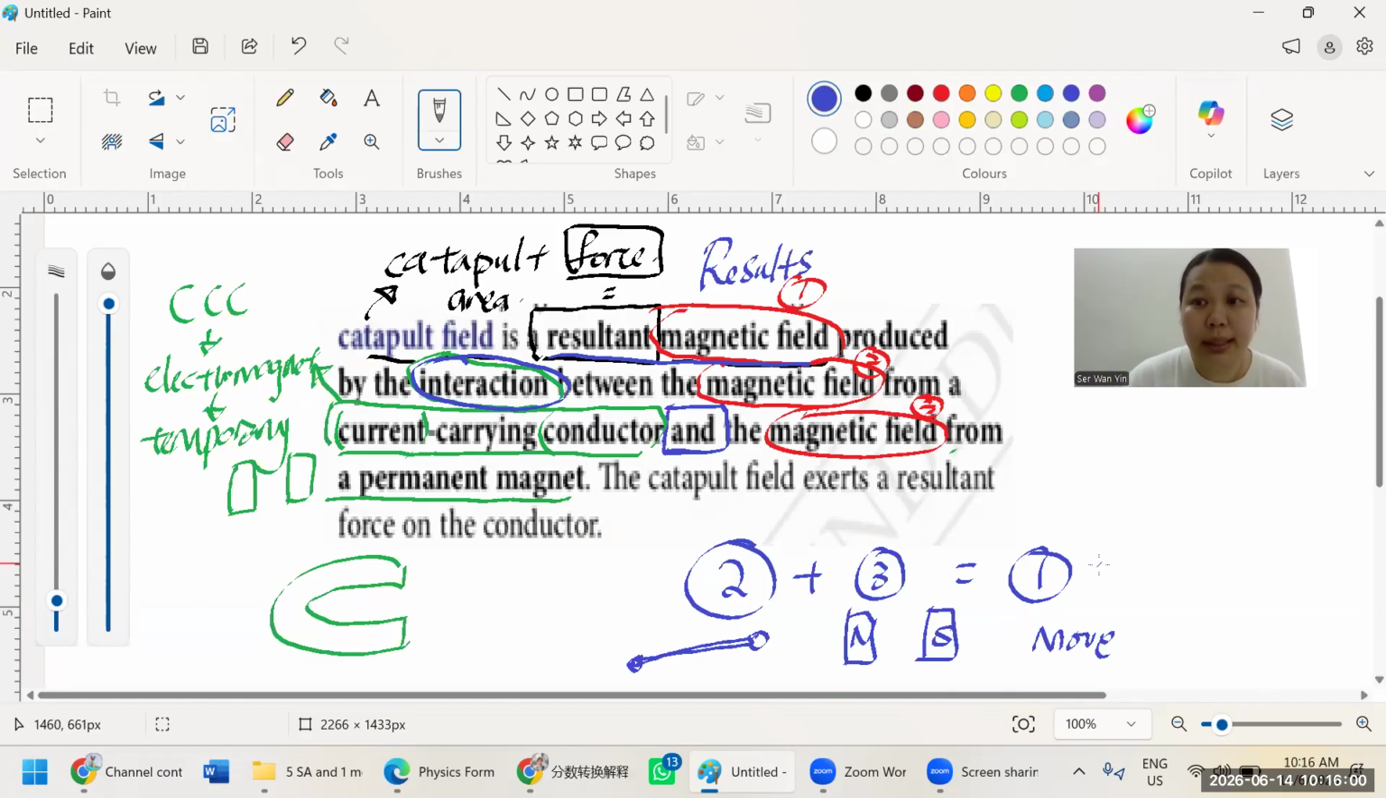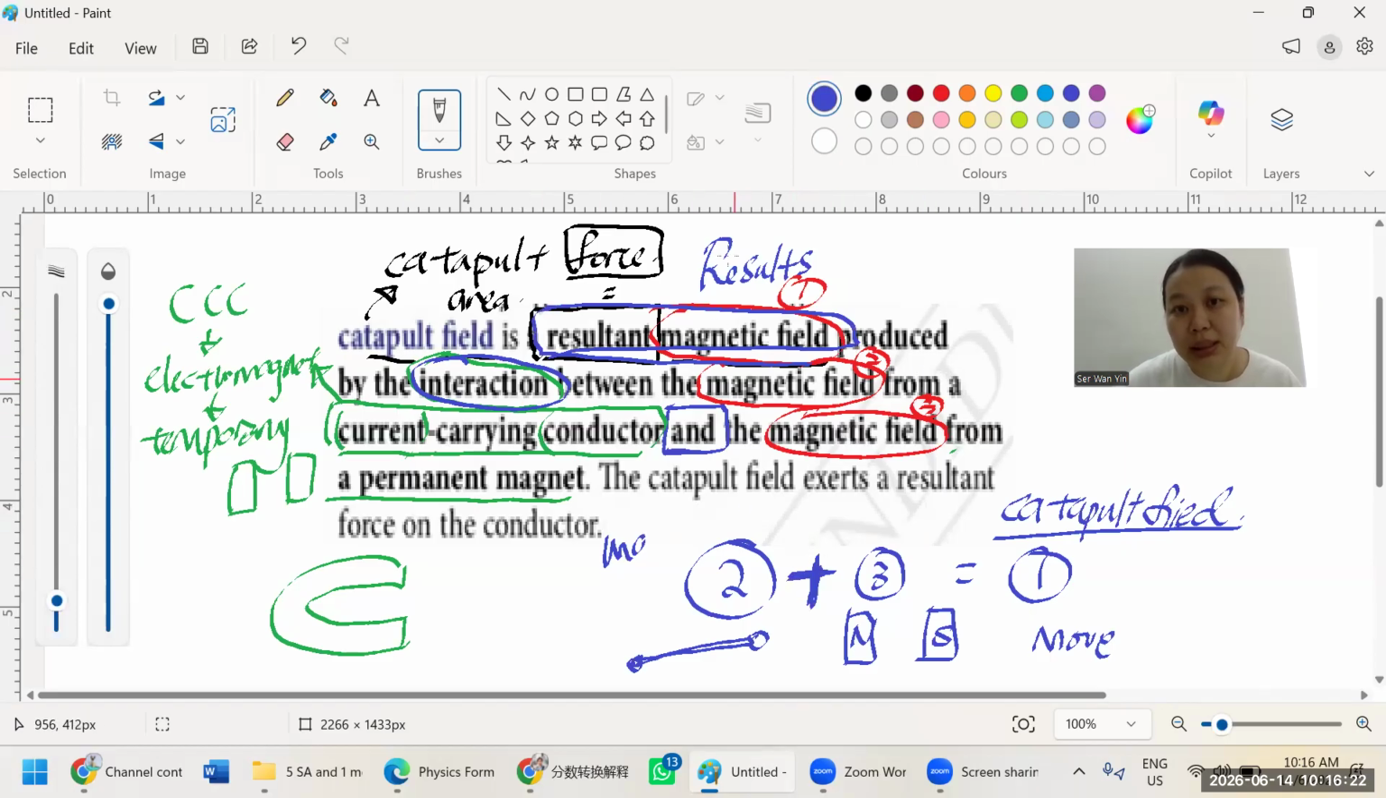Okay, so now you can memorize already, right? What is the catapult field? You always repeat it: the catapult field is the resultant magnetic field produced by interaction between the magnetic field of a CCC, a current-carrying conductor, and the magnetic field of a permanent magnet. Get the idea already, right?